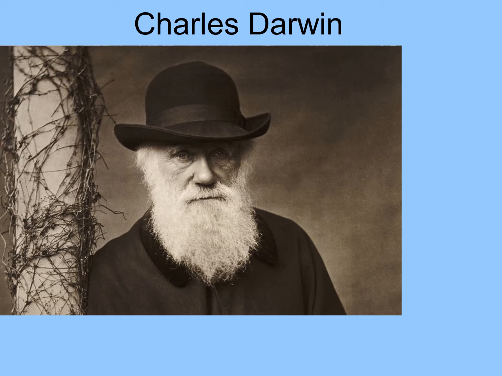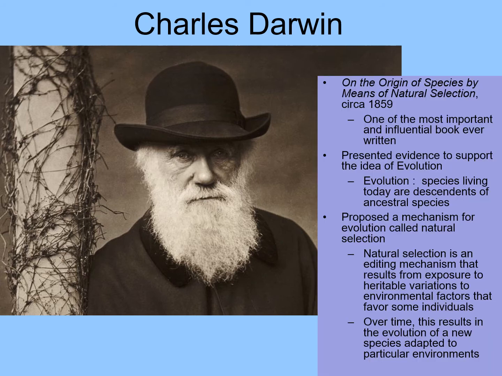And from that trip, he made some observations that we're going to talk about in just a second that led him to write the book called The Origin of Species, which basically presents a mechanism to explain the process of evolution. So that mechanism was called natural selection.